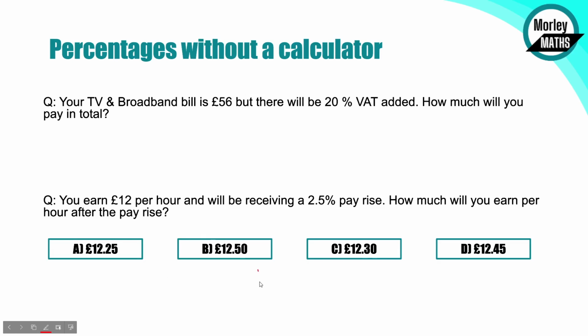So we know we're at £12 per hour. So if we jump it over once, we can get our 10%, which would be £1.20. So half of 10% is your 5%, which would be 60p. Half of 5% is 2.5%, which will be 30p. So we're having a 30p per hour pay rise. So add that onto your 12, gives you an answer of C, £12.30.